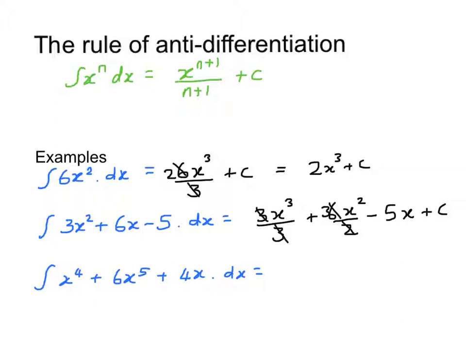Our last example here, x to the power of 4 will become x to the power of 5 divided by 5, plus 6 in the front. X to the power of 5 plus 1 is 6, divided by 6, those will cancel, plus 4x to the power of 1 becomes x to the power of 2 divided by 2, and you can simplify that, plus a constant. And we'll look at the constants in a little bit. Okay, there's those examples.